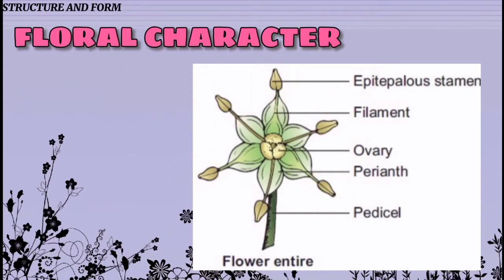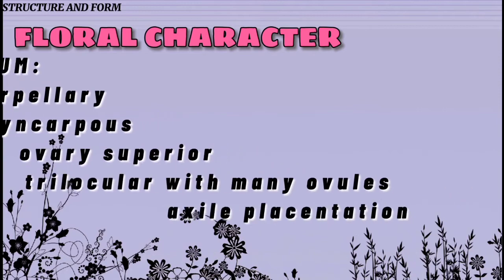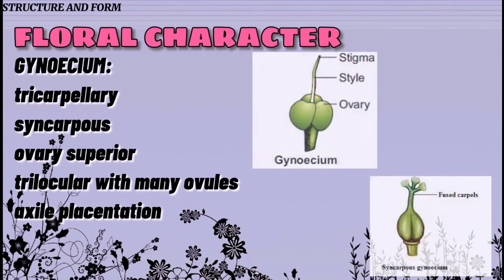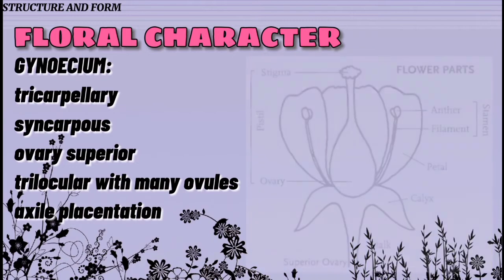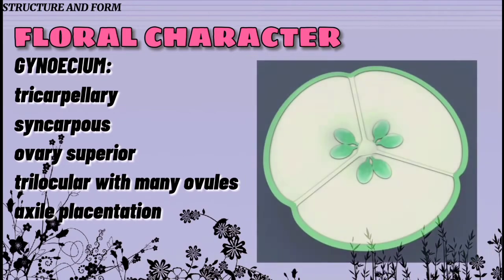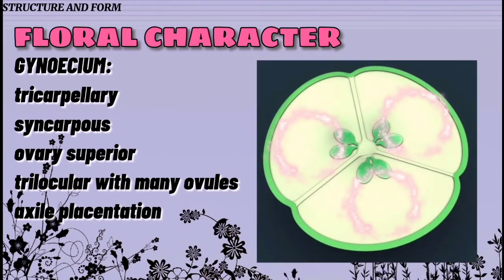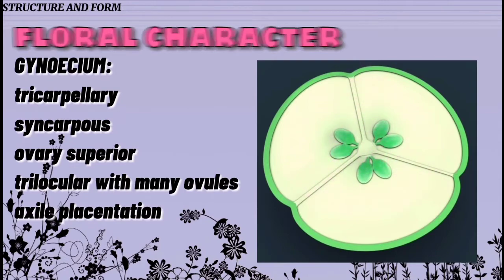And lastly, of the floral characters is gynoecium, tricarpellary or made up of 3 usually fused carpels. It is also having a united carpel or syncarpous. Having superior ovary, trilocular or having a 3-chambered ovary. And lastly, axile placentation or having septa dividing the ovary into 3 locules.